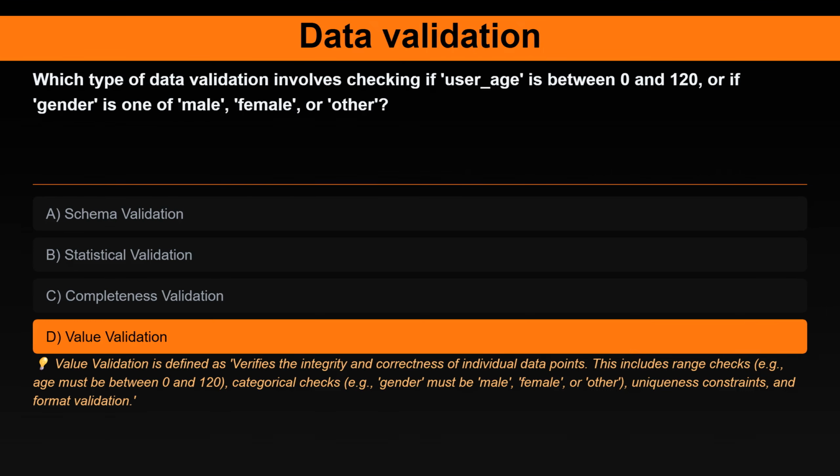The correct answer is value validation. Here's the explanation. Value validation is defined as verifying the integrity and correctness of individual data points. This includes range checks, e.g., age must be between 0 and 120. Categorical checks, e.g., gender must be male, female, or other. Uniqueness constraints, and format validation.